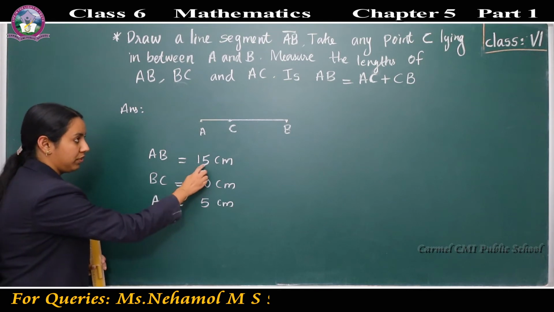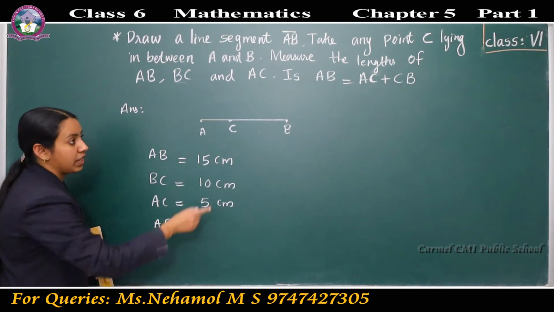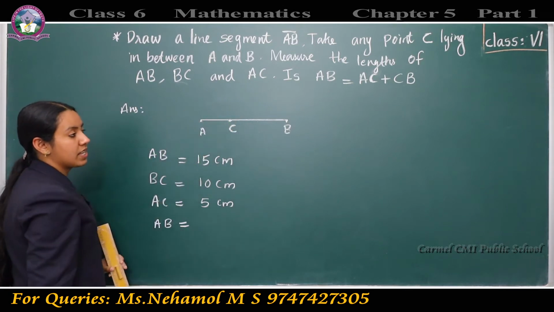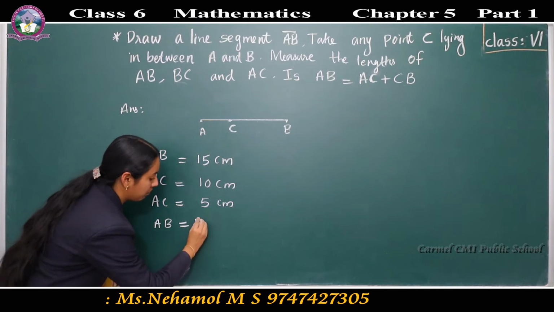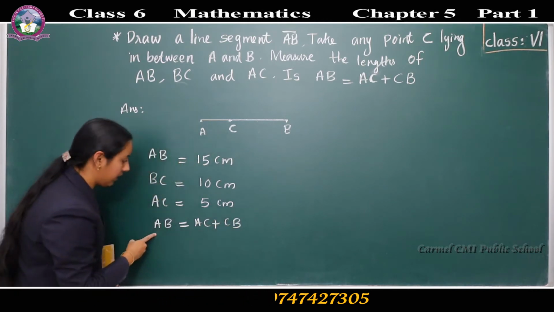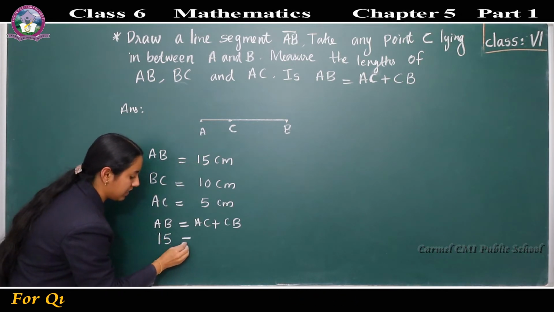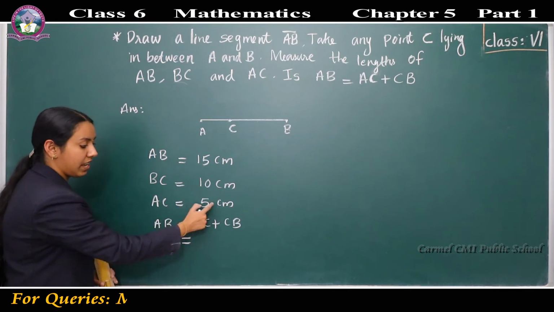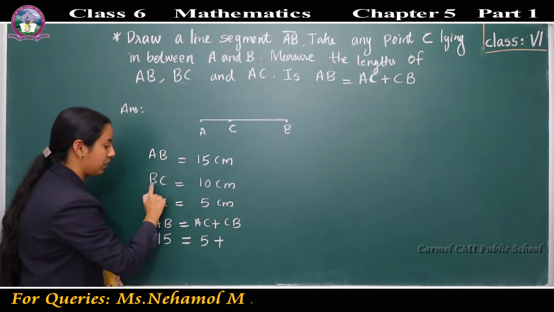AB is equal to AC plus CB. We have to check AB equal to AC plus CB. What is AB? AB is 15 which is equal to AC. What is AC? 5 plus then what is CB or BC?